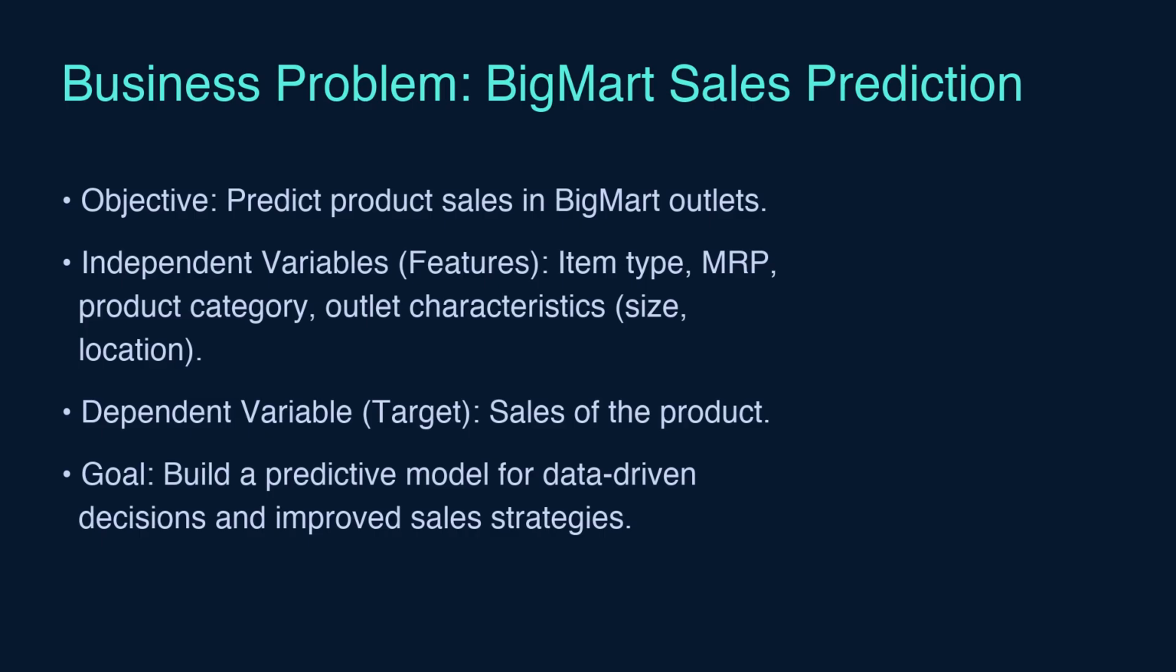The dataset we'll be working with, Big Mart sales, contains several independent variables, or features, such as the maximum retail price of a product, its category, and characteristics of the outlet like its size and location type. The dependent variable, our target, is the actual sales figure for that product. Our ultimate objective is to construct a robust machine learning model that can effectively forecast these sales based on the given attributes, thereby empowering Big Mart to make smarter, data-driven choices.